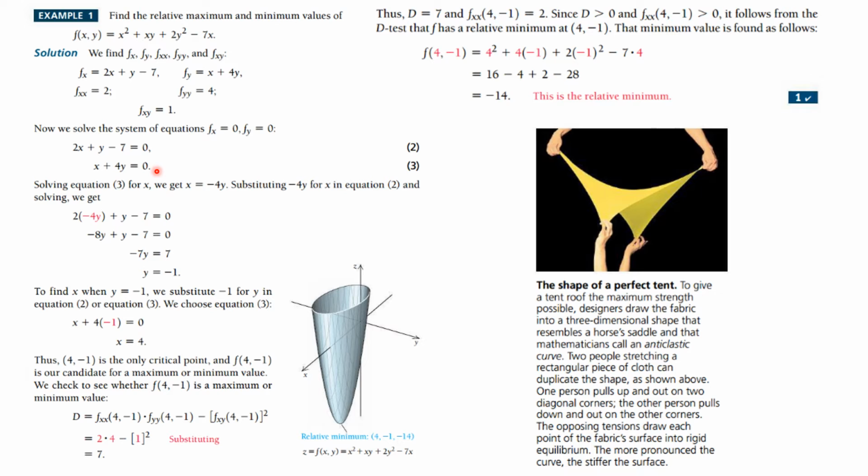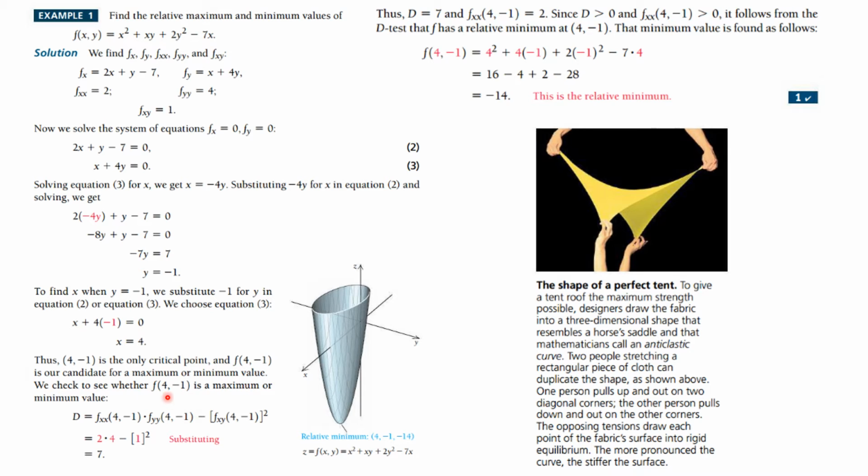So we're doing this by substitution. What we're doing is we're solving for x here. x is equal to minus 4y. So we substitute that into the first equation, and we find out that y is minus 1. To find x when y is equal to minus 1, we substitute minus 1 for y in this equation, and we get x is 4. So that means that (4, -1) is the only critical point. So we'll evaluate f(4, -1) as our candidate for the maximum or minimum value.